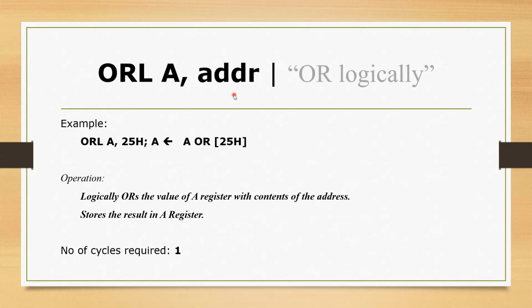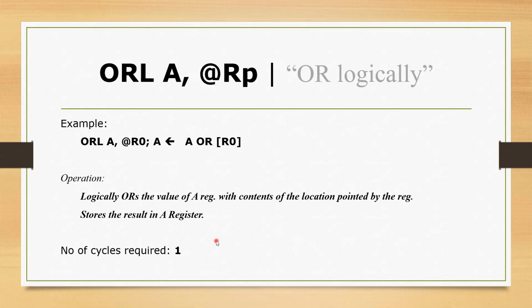So ORL A comma address, for example ORL A comma 25 hex. Here this 25 hex is memory location 25. It logically ORs the value of the A register with the content of location 25 hex, and the result is stored in the A register. The operation happening here is that it logically ORs the value of the A register with the content of the address that we specify, and stores the result in the A register. Number of cycles required is 1.